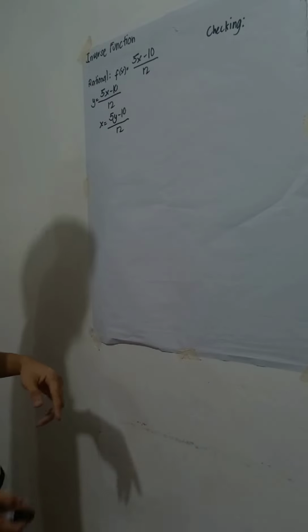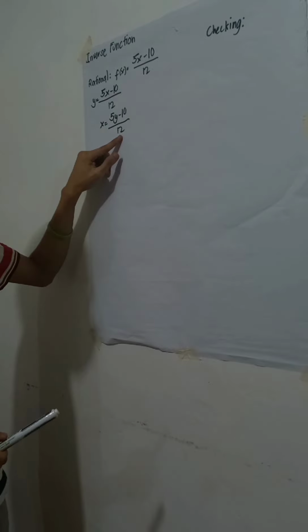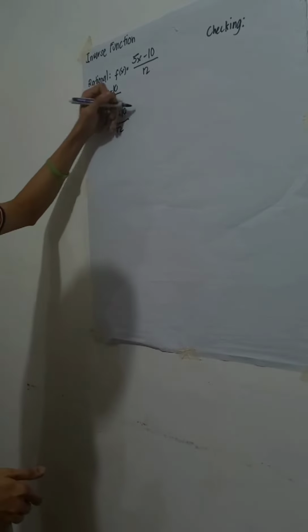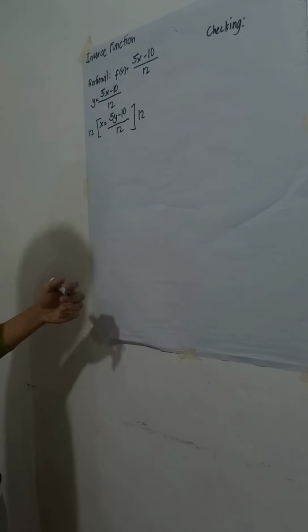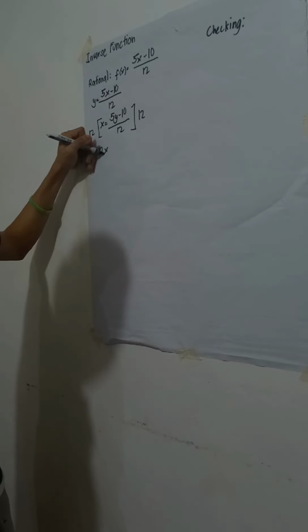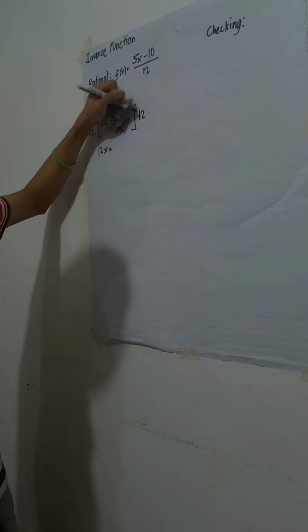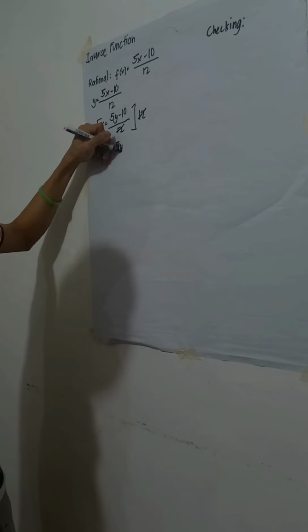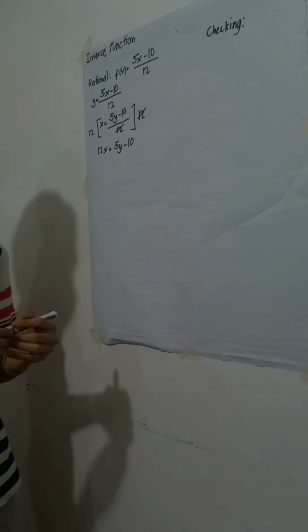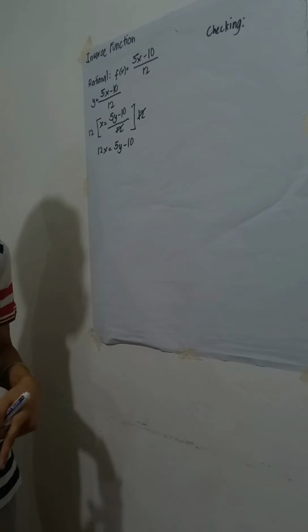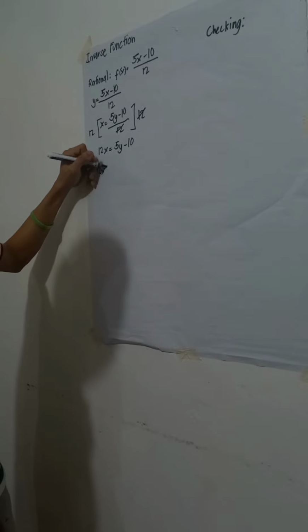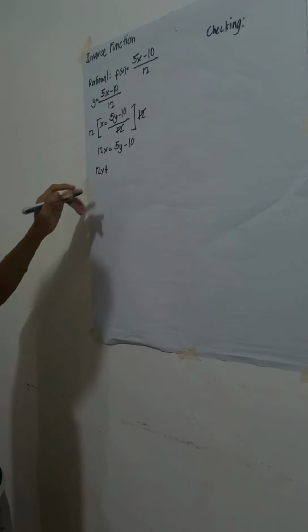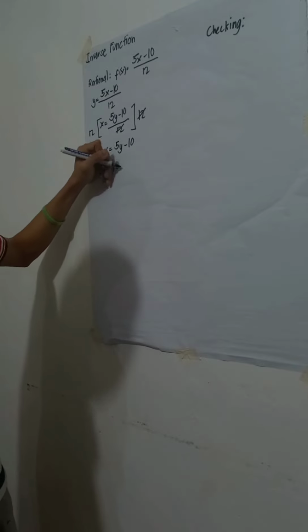The next step is we're going to remove the denominator, which is 12. So we multiply 12 on both sides. That would be 12x equals, cancel this one, 5y minus 10. That's it. Next step, we're going to put this one into this side. So that will be 12x plus 10, because we cross the equal sign, plus 10 equals 5y.